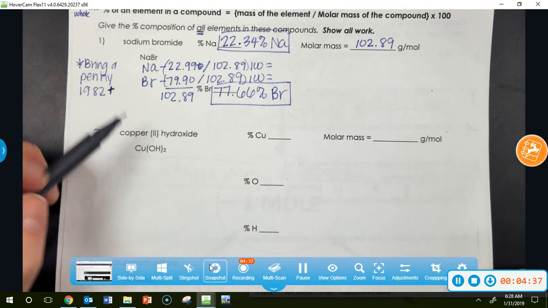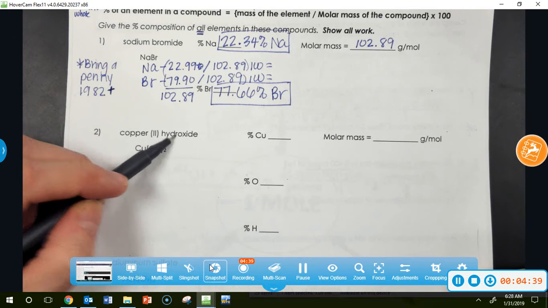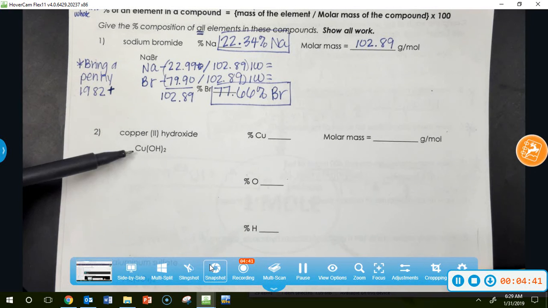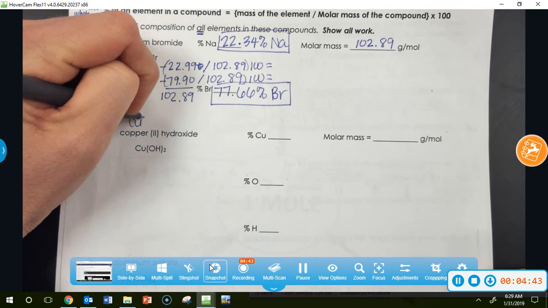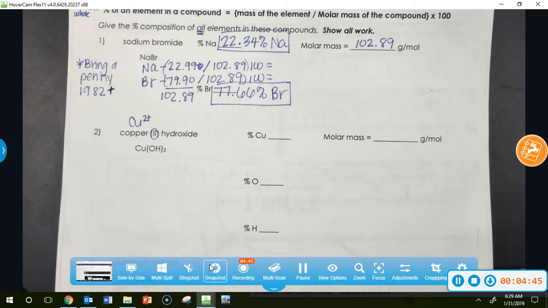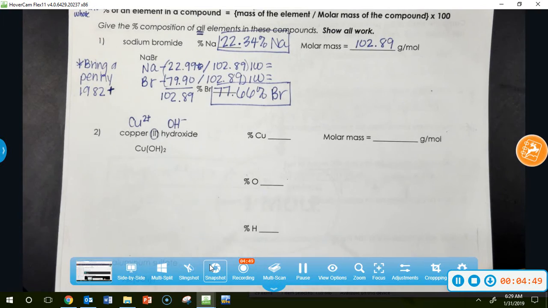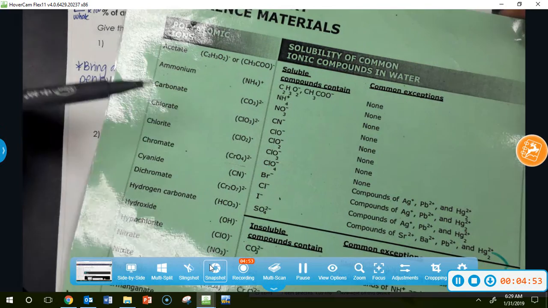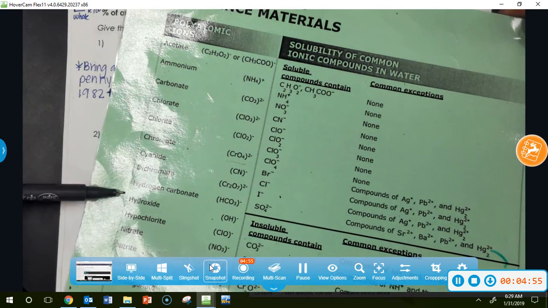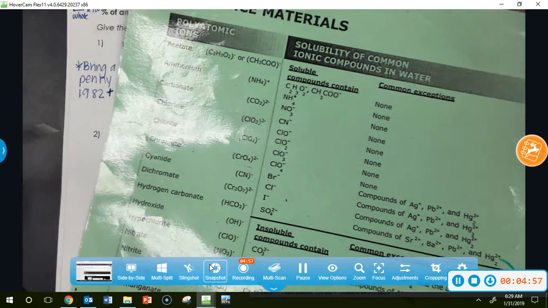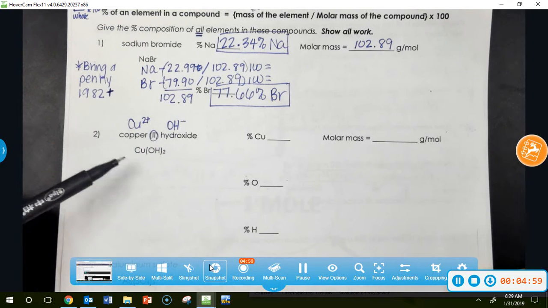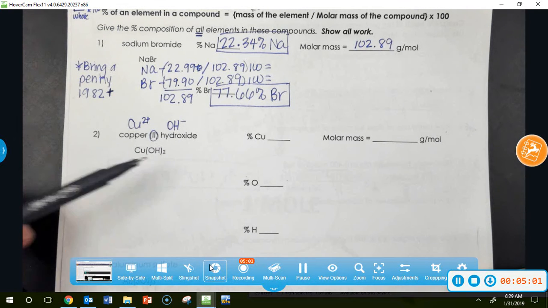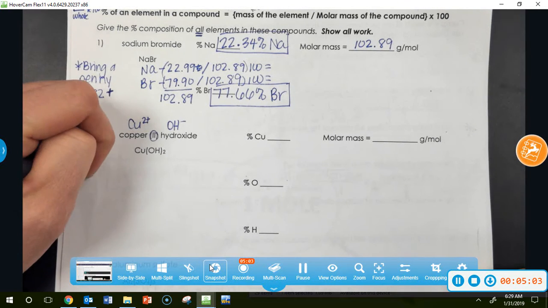So we want to find the percent composition of copper(II) hydroxide. If you were to write this compound, you would have gotten copper with the 2 plus because of that Roman numeral. Hydroxide you would have to look up on your polyatomic list. There it is right there, OH -1. And then you would get copper hydroxide, Cu(OH)2.